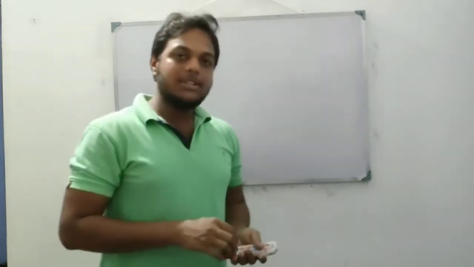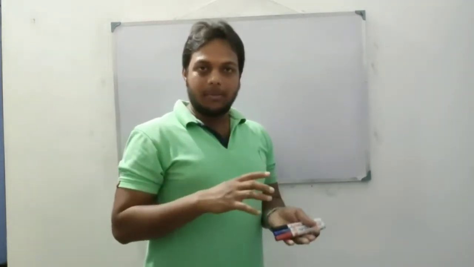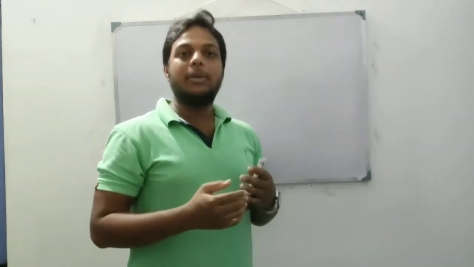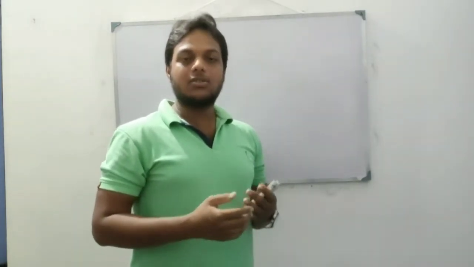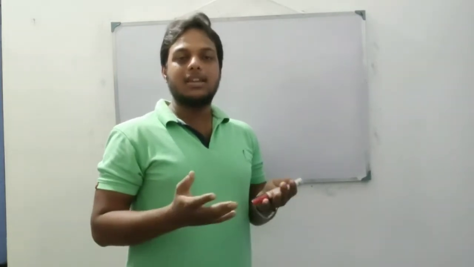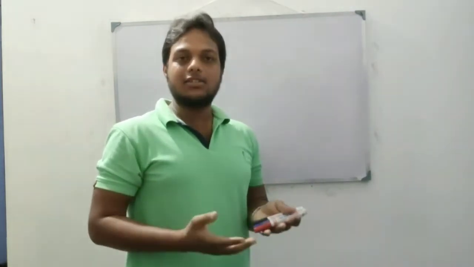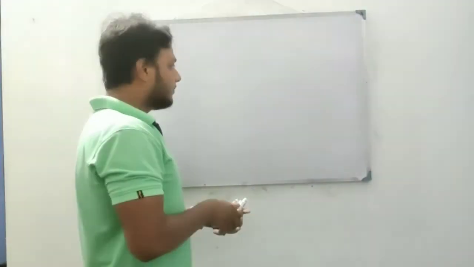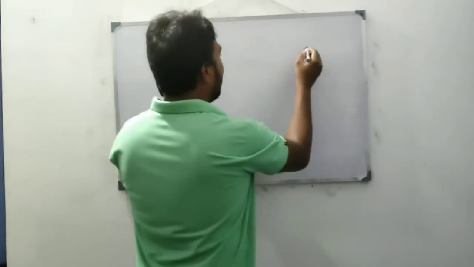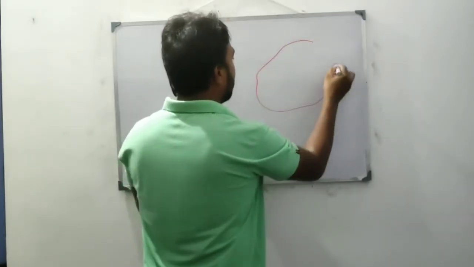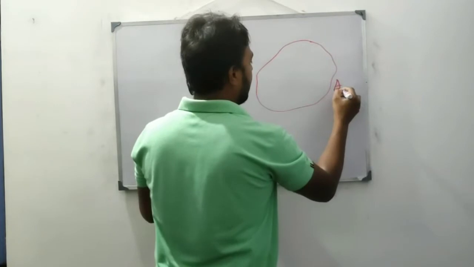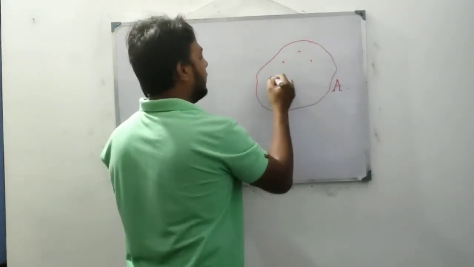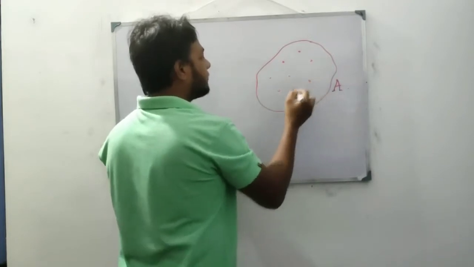So non-empty set means what? A collection of some numbers or whatever thing, a well defined collection, and there will be at least one element. That is called a non-empty set. Non-empty means it can't be empty, at least one element will be present there. So suppose I am considering a non-empty set A. This is the set A, non-empty, and some elements are there. Clear?